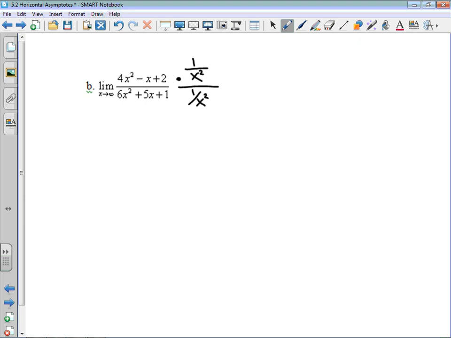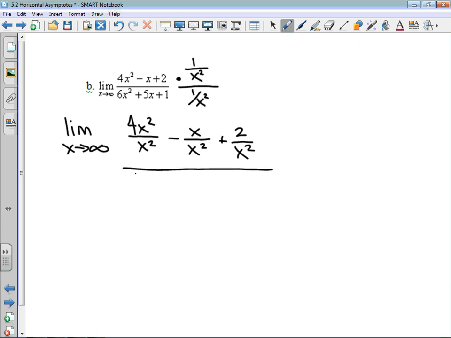But typically we want you to identify the highest degree in the numerator and then multiply the numerator and denominator by 1 over that highest degree. Now what that ends up doing to our limit is we now have the limit as x approaches infinity. I'll write them all out. We have 4x squared over x squared minus x over x squared plus 2 over x squared, divided by 6x squared over x squared plus 5x over x squared plus 1 over x squared.